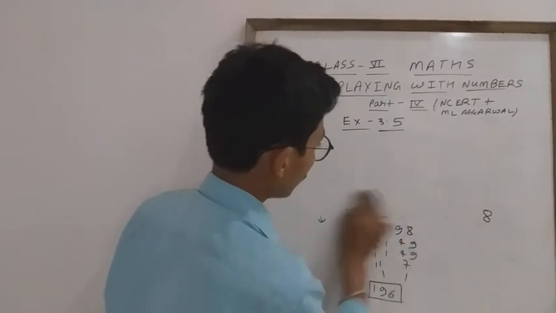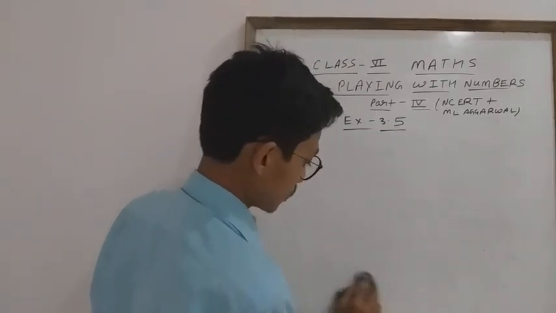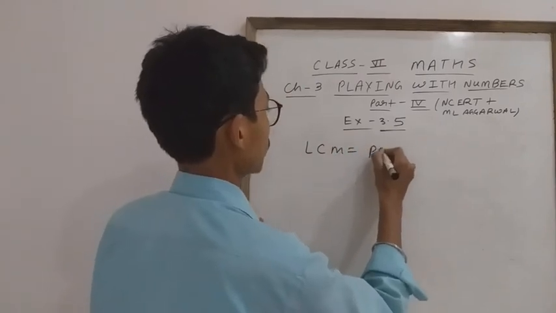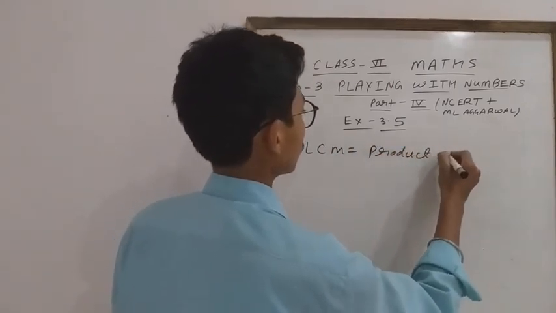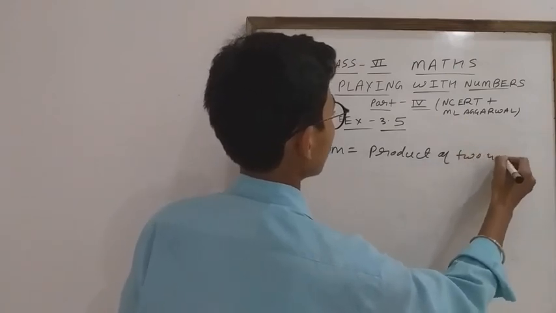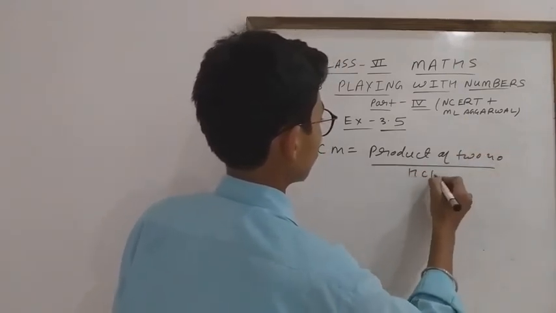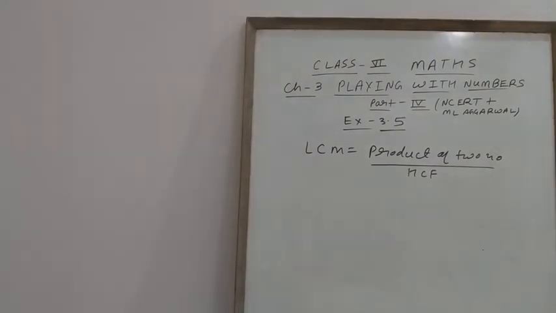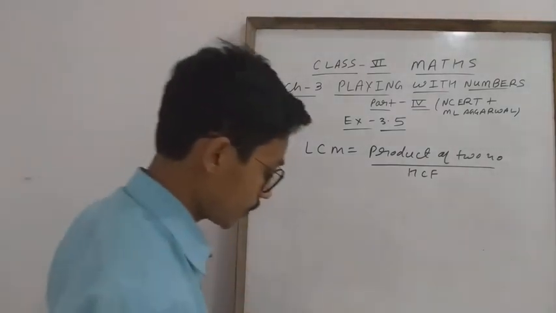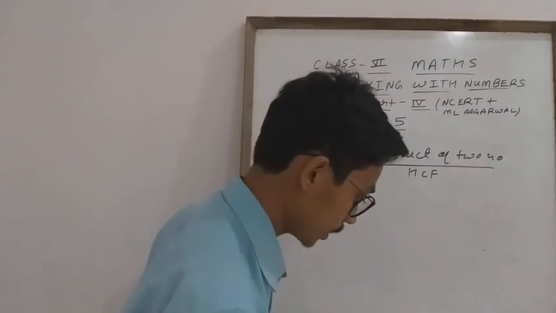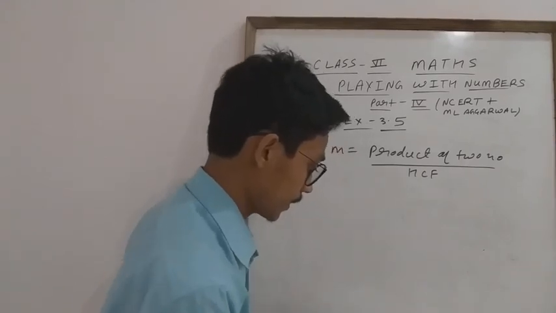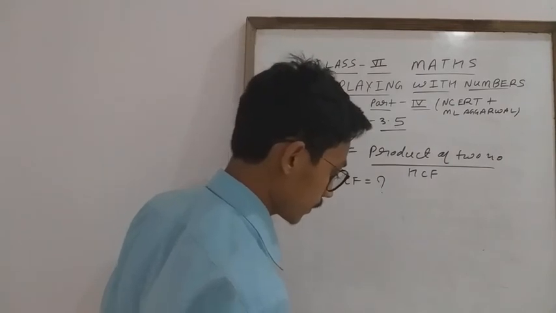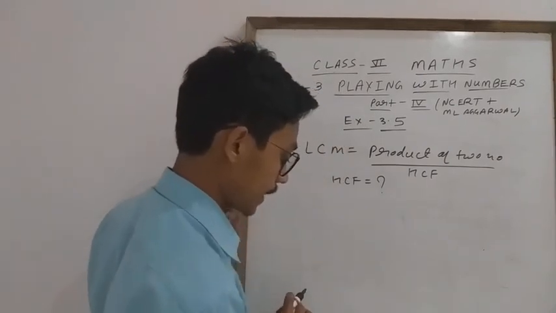Now one formula I am going to give, student. This is the last thing of this chapter. Formula: LCM is equal to the product of two numbers upon HCF. This is a very important formula student, always remember. LCM equals the product of two numbers upon HCF. How will it apply? For example, I am taking one question, student. You have to find out HCF, and 198 is given.